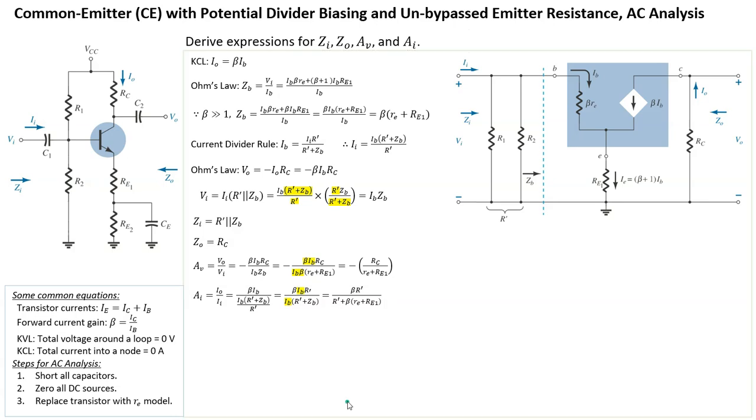So we've figured out the expressions for ZI, ZO, AV and AI. ZI is here, ZO is here, AV is this, and AI is this. All right, thanks.